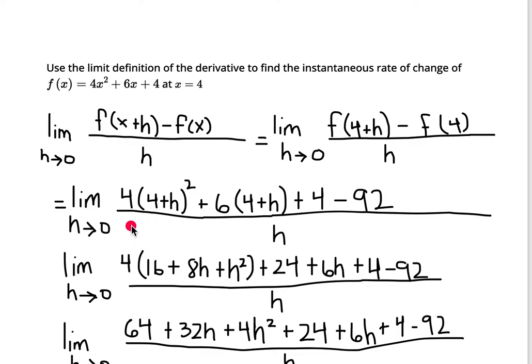So my next step to clean this up, I'm going to distribute that 4 plus h. So I have 4 plus h times 4 plus h. I still carry that 4 down here. And when I distribute or square that 4 plus h, I get 16 plus 8h plus h squared. I'm going to distribute this 6, so I have 24 plus 6h, and then this 4 and this minus 92, I'm just going to carry down.